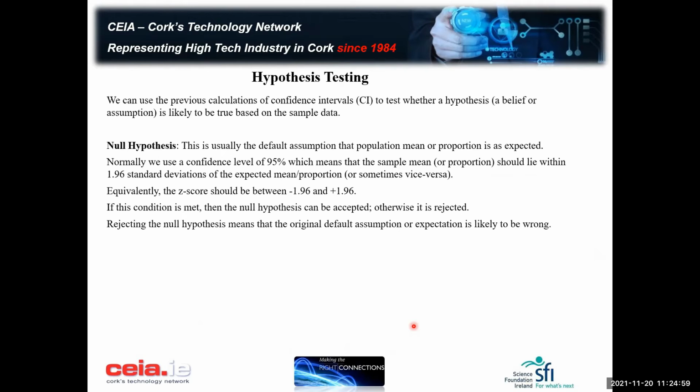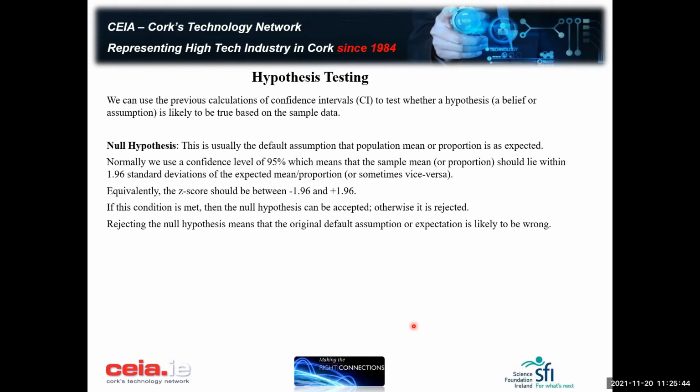Now the last thing we'll talk about, well, two more things actually. First of all, hypothesis testing. Using the confidence intervals we have, we can test whether a hypothesis, that's a belief or assumption, is likely to be true based on the sample data that you have. Generally what you have is a null hypothesis and an alternative hypothesis. The null hypothesis is the default assumption, basically that the population is as expected or as previously asserted.